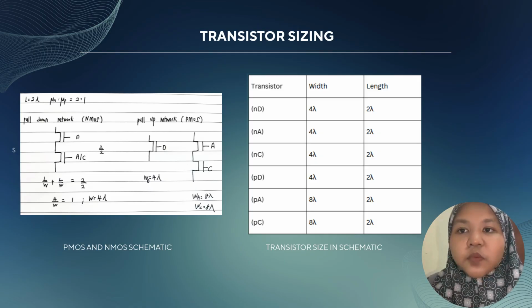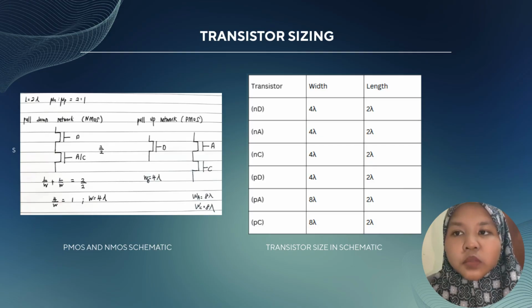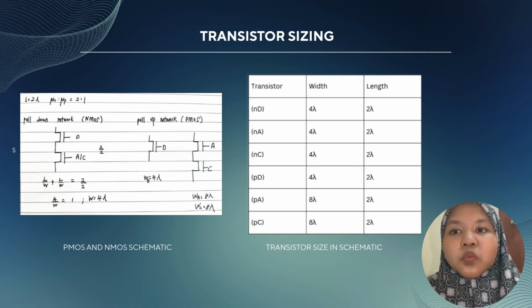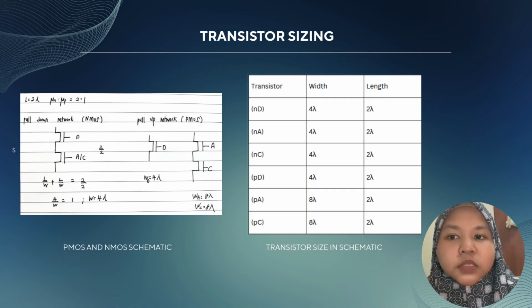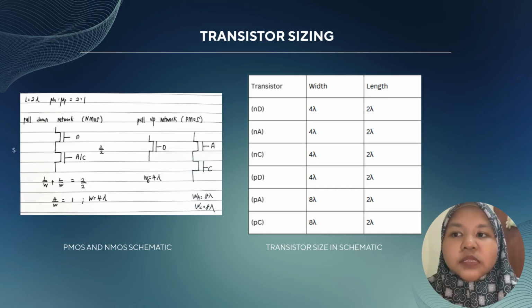Today I want to present about transistor sizing. As we can see from the slide, we have a pull down and pull up network, where pull down is an NMOS and pull up is a PMOS. For our transistor circuit, we have three inputs, which are A, C and D. The width for NMOS is 4 lambda, and the width for PMOS is 8 lambda. As we can see, the length of both PMOS and NMOS is 2 lambda.